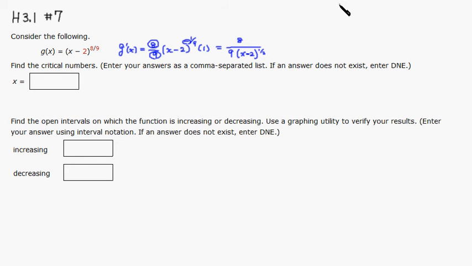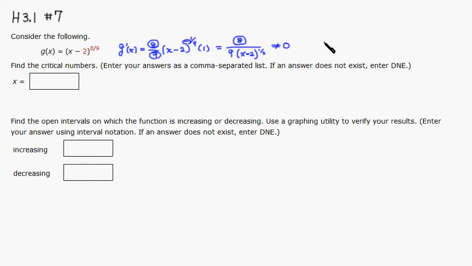You can see that this fraction is never 0 because the numerator is actually 8. So we cannot get a critical number by setting it equal to 0, because it's never 0.